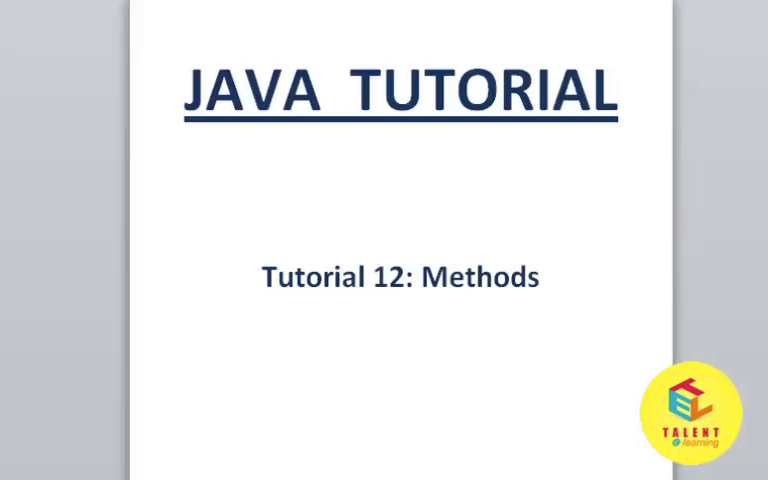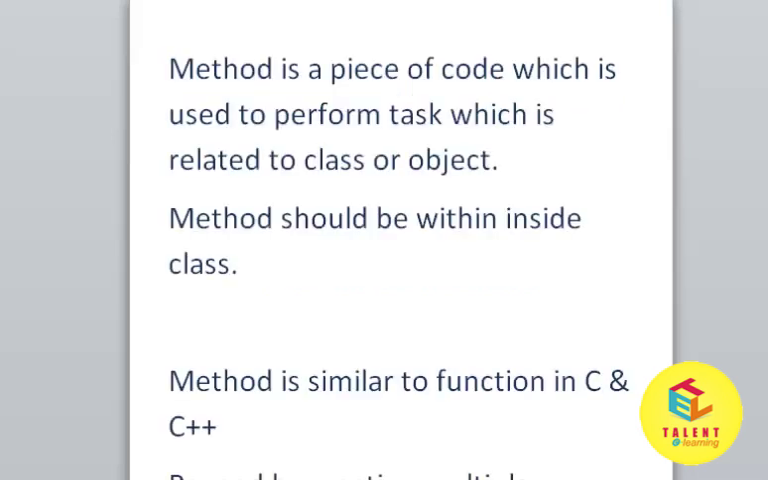In this tutorial, we are going to study about methods. A method is a piece of code which is used to perform tasks related to a class or object. A method should be inside a class. A method is similar to a function in C and C++. A method can be reused by creating multiple objects.